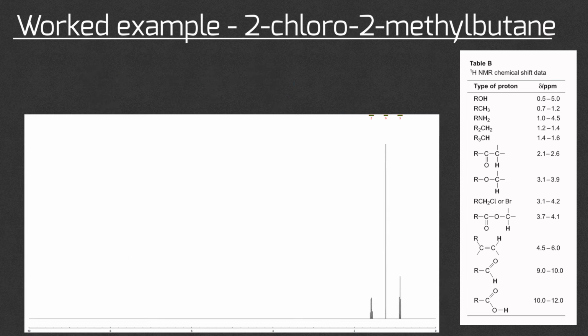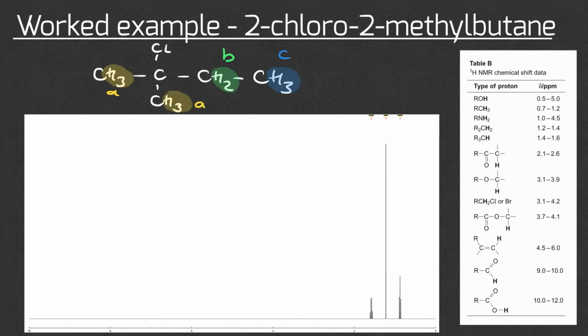Finally, we're going to look at 2-chloro-2-methylbutane. We would draw out the molecule first. We would then draw and assign the different environments, and then look at the information provided by each environment. So in this case, environment A has 6 hydrogens in it, it's adjacent to no hydrogens, so it's a singlet.